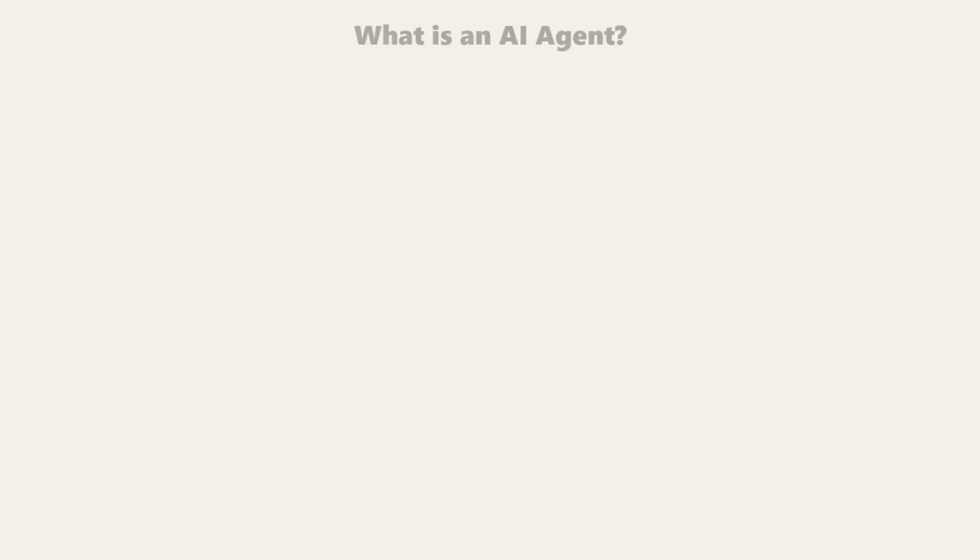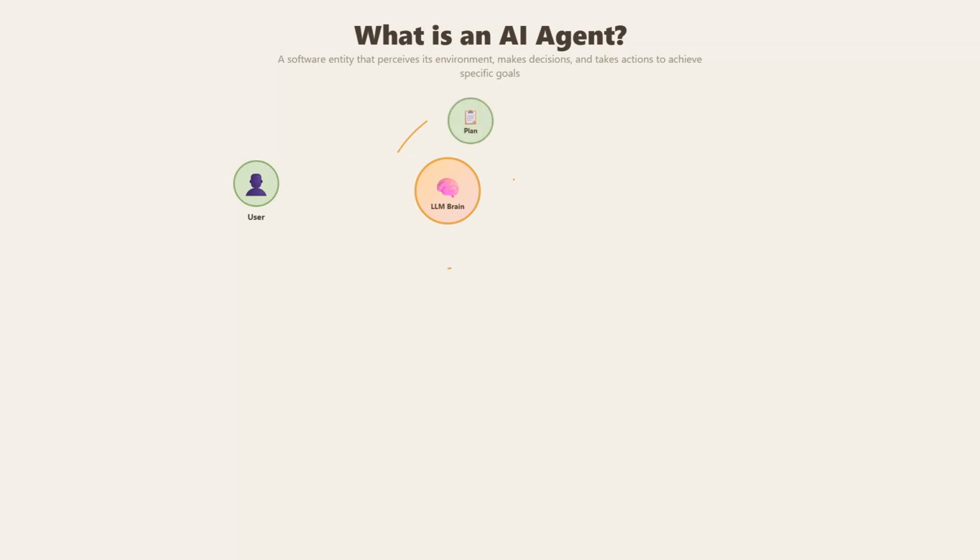So, what exactly is an AI agent? Let me give you a clear definition. A generative AI agent is a software entity designed to perceive its environment, make decisions, and take actions to achieve specific goals. At the heart of every agent is a large language model serving as its brain. This model handles reasoning, planning, and decision-making. The fundamental operation of an agent follows a simple but powerful loop: plan, act, and observe, then repeat.